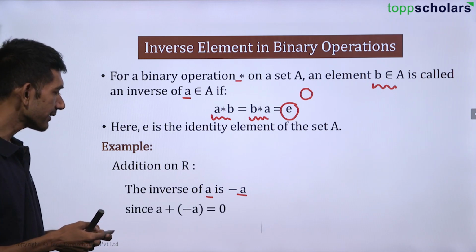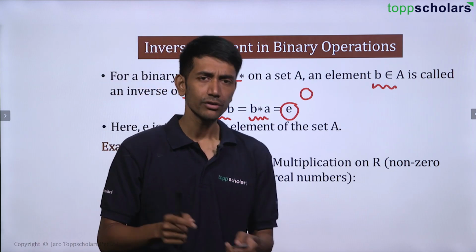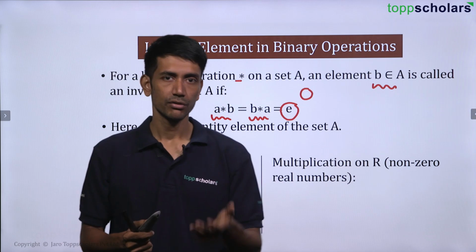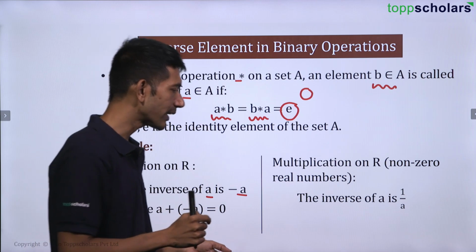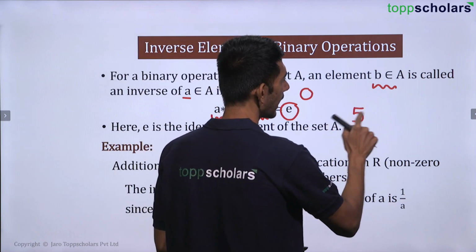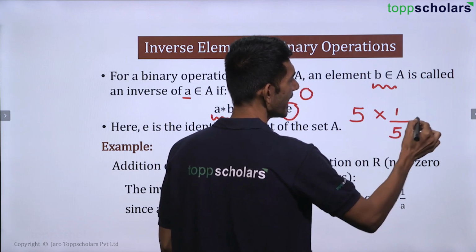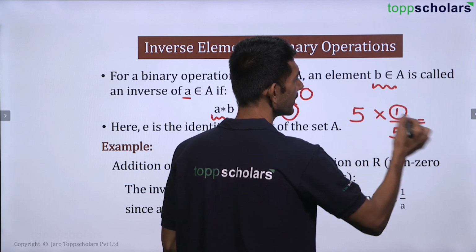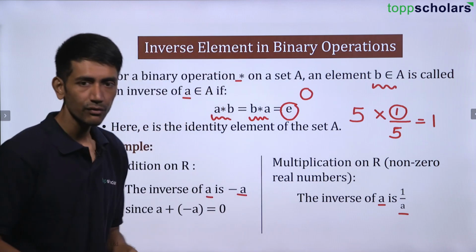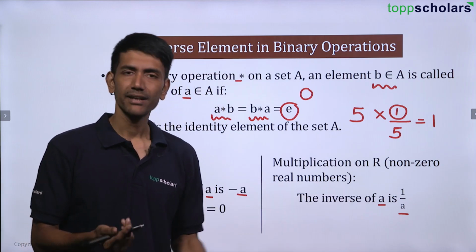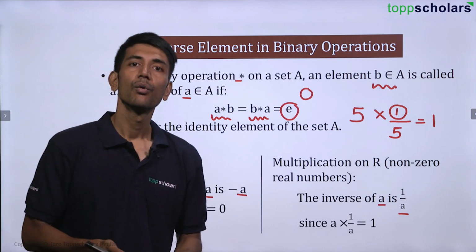Similarly, can I say the inverse when it comes to multiplication? Of course, for multiplication, we will only talk about non-zero real numbers. 0 does not have any inverse. Please make a note of it. So for multiplication, we need the answer as 1, right? If I have 5, I need to multiply this with 1 by 5 to get our E, which is 1. So A should be multiplied with 1 by A. So the inverse of A is 1 by A. You can also say that the inverse of 1 by A is A, one and the same thing, because A multiplied by 1 by A is 1.